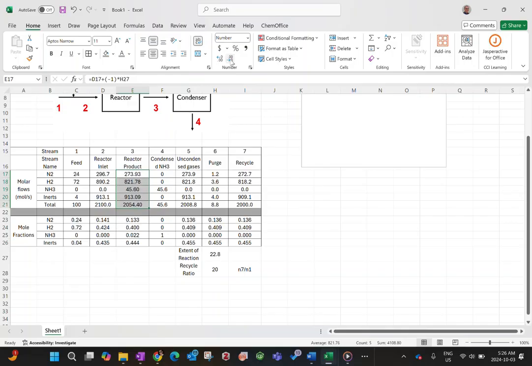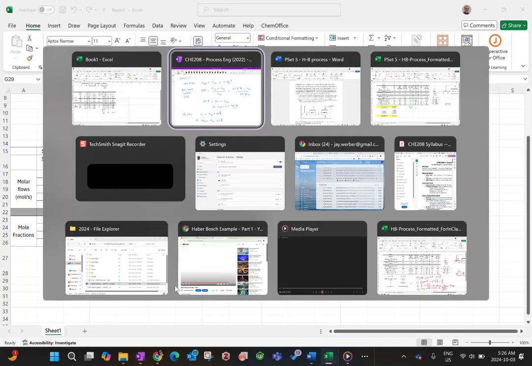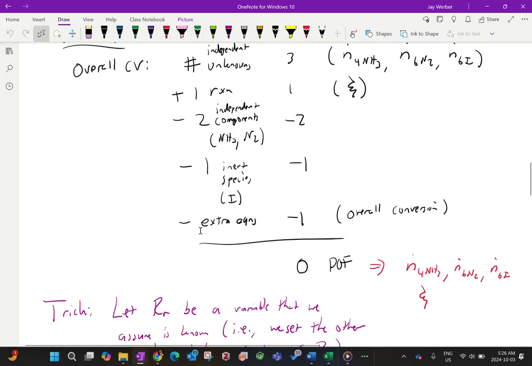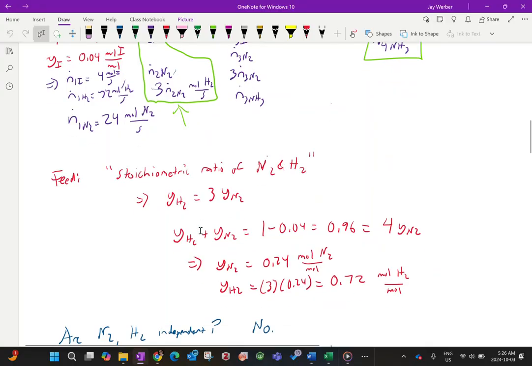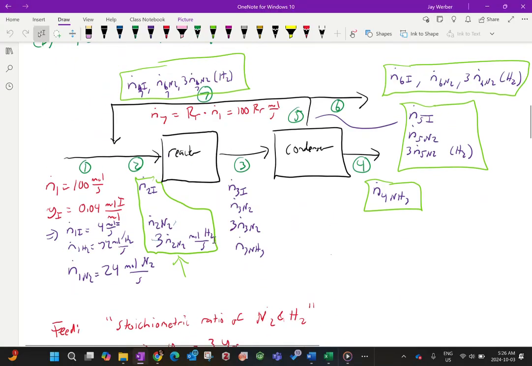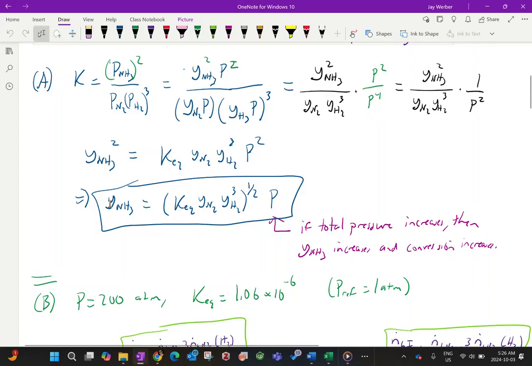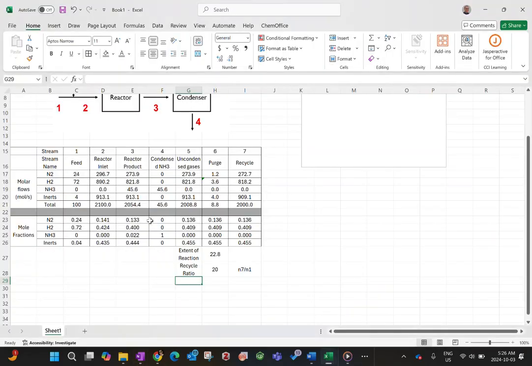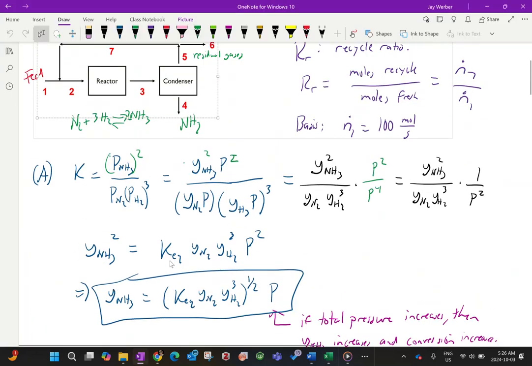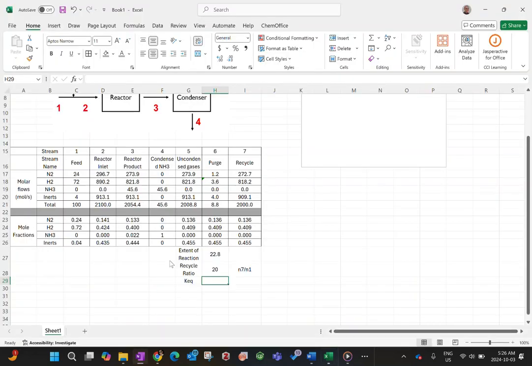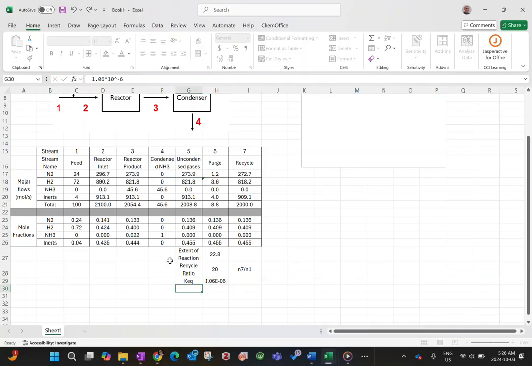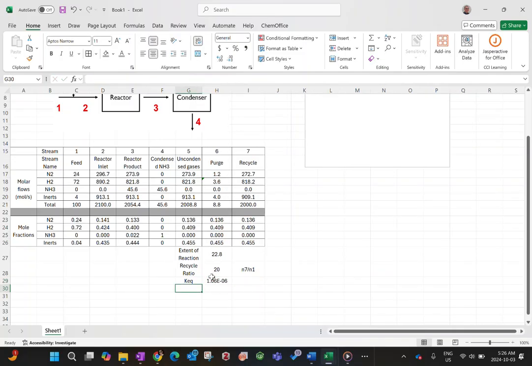But we do want it to be at equilibrium, and so how are we going to do that? So the equilibrium function is something we wrote up here that we want to do. So let's have it be this guy, right? So we know KEQ is what? From the problem statement, we have that it's 1.06 times 10 to the negative 6. Okay, so it's pretty low KEQ, and our pressure is 200 atmospheres.